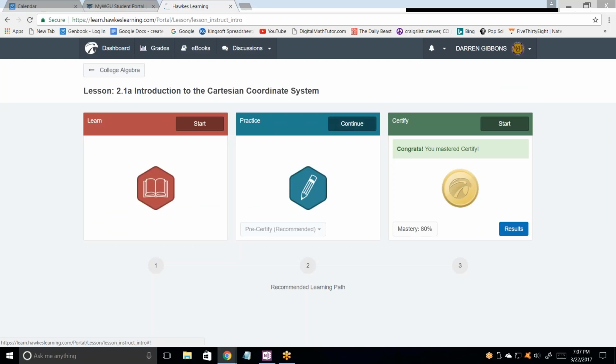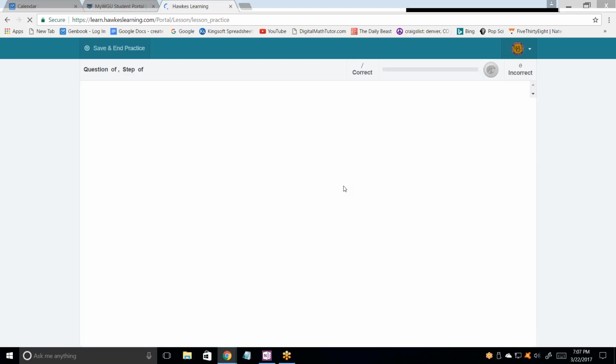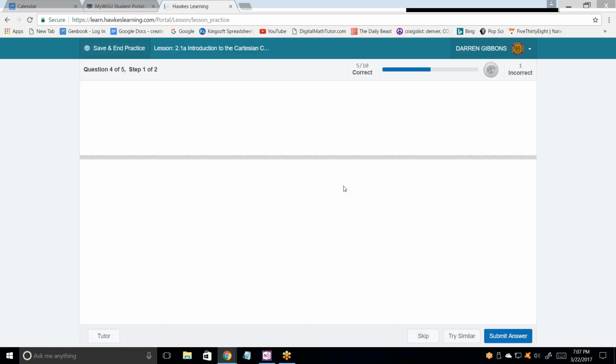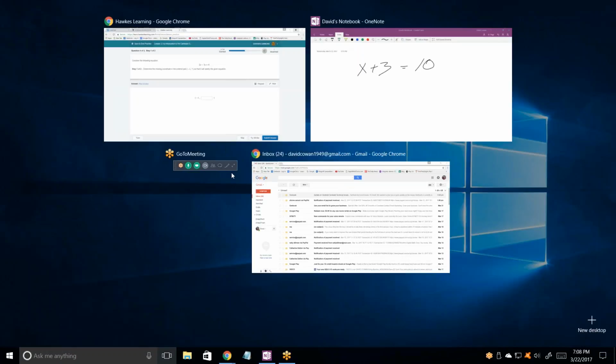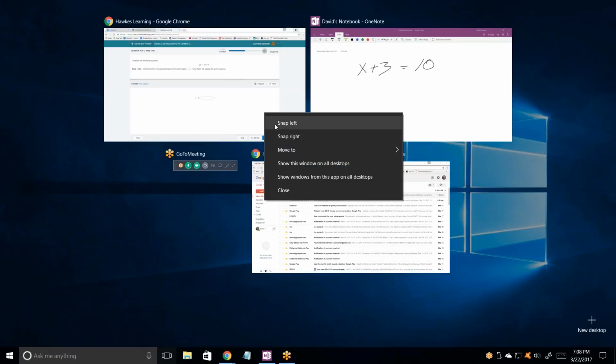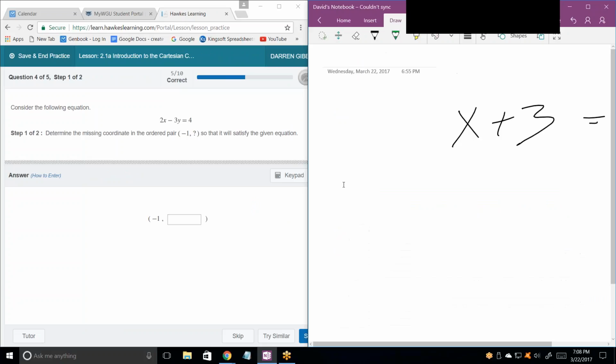These are just problems. That's the best way to learn, is doing problems. Definitely is the best way. All right, now what I'm going to do is minimize this a little bit so that I can put my drawing tablet on there also.